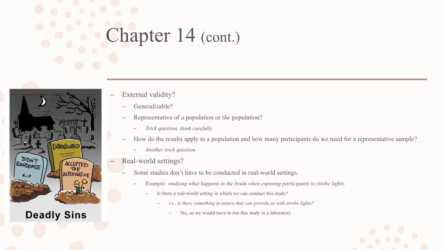And yeah, these are deadly sins in study. You didn't randomize, accepted the alternative and extrapolated. Those last two, they're less implicit what they mean, but accepted the alternative is like, think of accepting the null hypothesis when you weren't supposed to, which I think is a type 2 error.